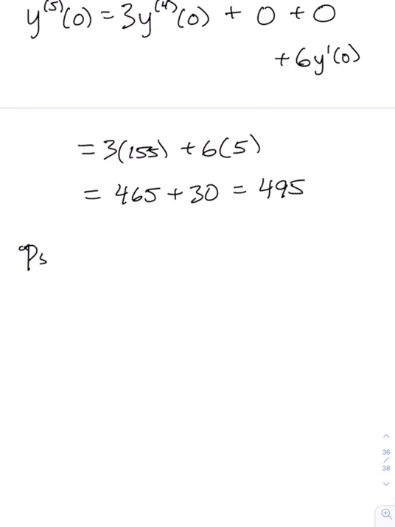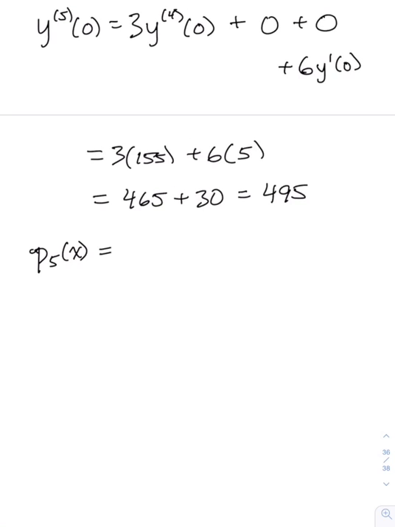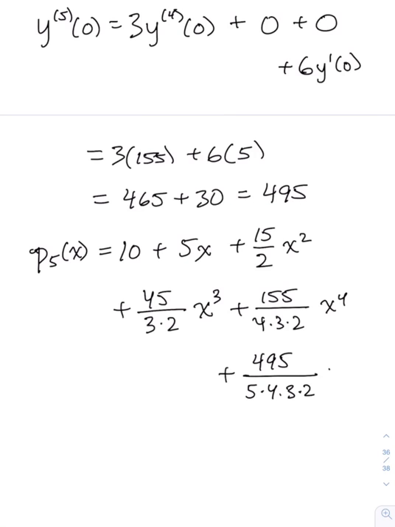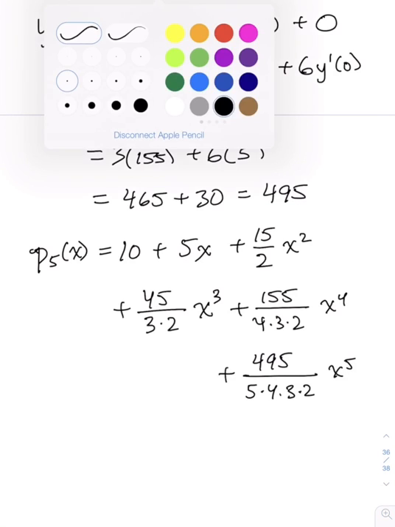So my Taylor polynomial, P5 of x, it's just putting those constants in: 10 plus 5x plus 15 over 2 factorial, which is just 2, x squared, plus 45 over 3 factorial, so 3 times 2. I'm going to simplify these. That's why I'm just leaving it as 3 times 2. I'm not writing 6. To make my life easier to simplify it, I just leave it like that. Plus 155 over 4 times 3 times 2, x to the fourth, plus 495 over 5 times 4 times 3 times 2 times x to the fifth.